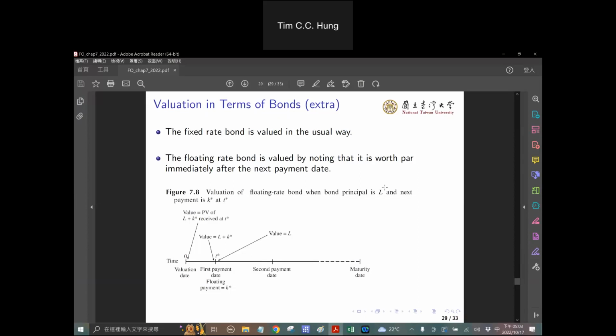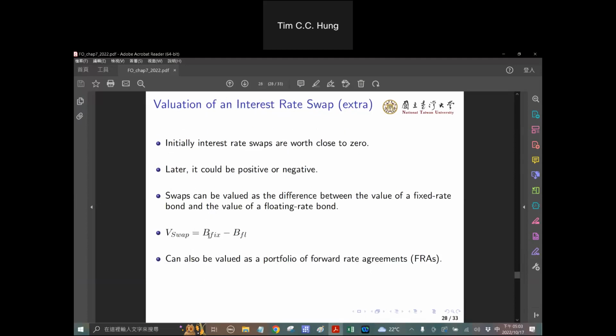Say if it's $100 face value, then it will be worth $100 right after the first coupon payment. And then you can add back that coupon payment, because you know there is some payment at t star together with the face value and the coupon payment. You can discount it back to time 0 to decide the value of the floating bond. For the fixed bond, it's usually much easier because you know every single cash flow, so you just discount them and add them back. That's how you can calculate the value of a fixed bond and a floating bond.